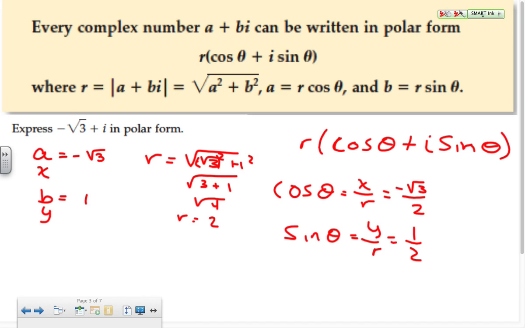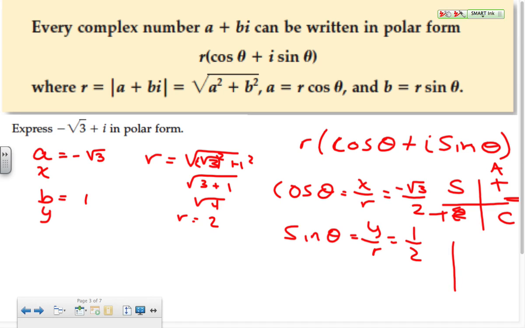So here we have cosine is negative and sine is positive. If you remember in the unit circle, everything is positive in the first quadrant. Sine is positive in the second quadrant, tangent is positive in the third, and cosine is positive in the fourth. So it's really important for us to see what quadrant it's in. Since sine is positive and cosine is negative, it must be in the second quadrant. So where is cosine equal to the square root of 3 over 2 and sine equal to 1/2?